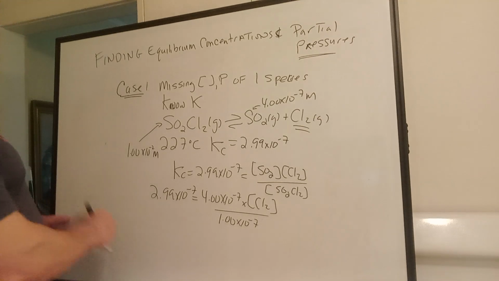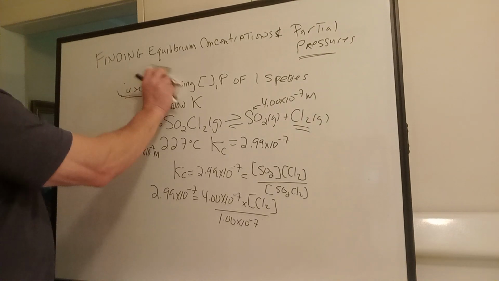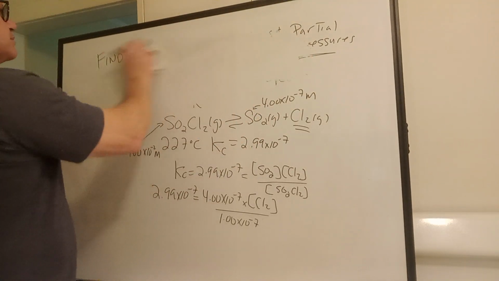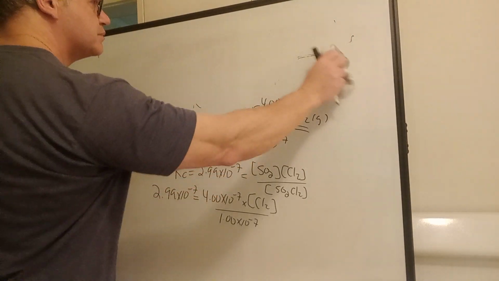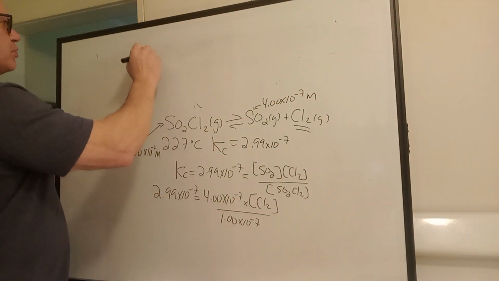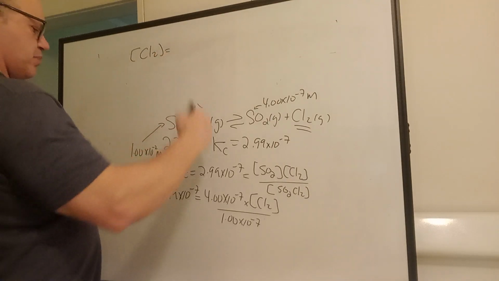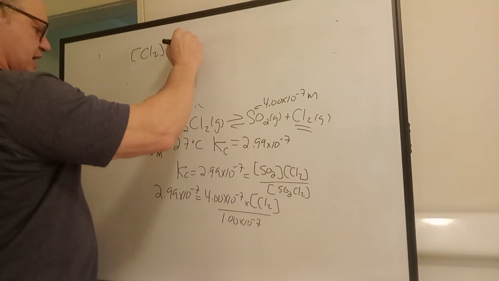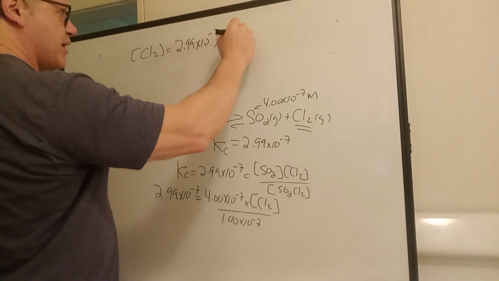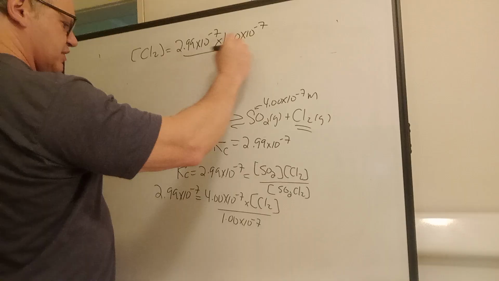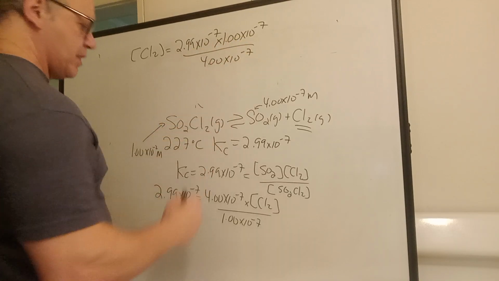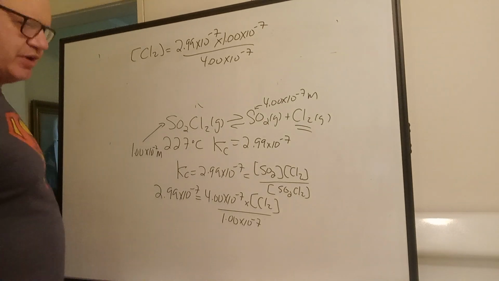I have to erase a little bit up top here. So all you do is you solve. The Cl2 concentration is going to be 2.99 times 10 to the minus 7 times 1.00 times 10 to the minus 2 divided by 4.00 times 10 to the minus 7. A lot of 10 to the minus 7s here.